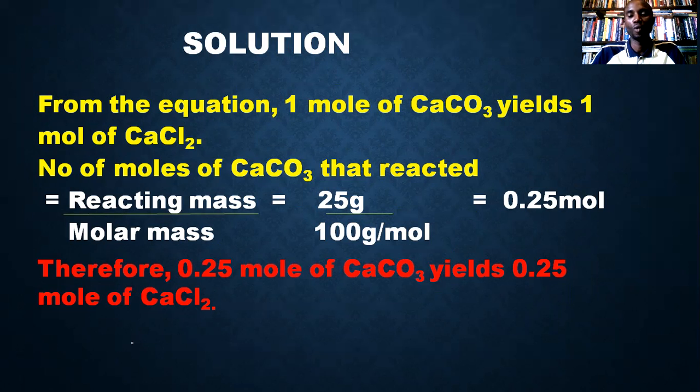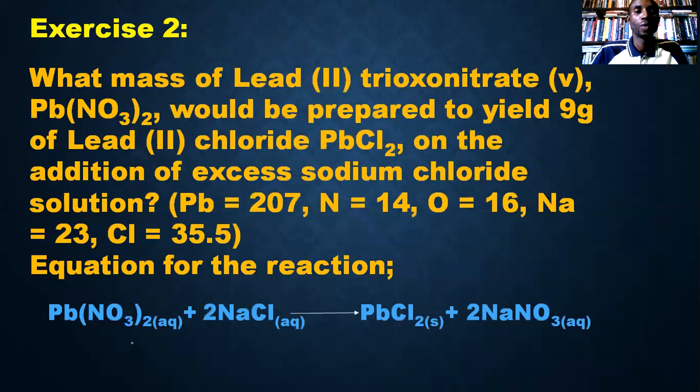You are going to have the number of moles, which is 0.25 mole of calcium carbonate, which is limestone. Therefore, 0.25 mole of calcium carbonate yields the same mole of calcium chloride, because 1 mole of calcium chloride is produced by 1 mole of calcium carbonate. So that is how to calculate that, because the same mole, 1:1.